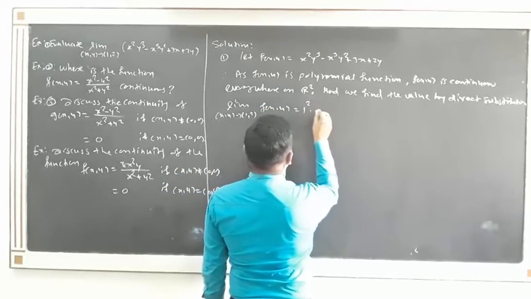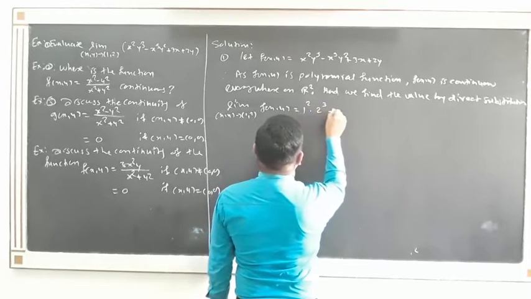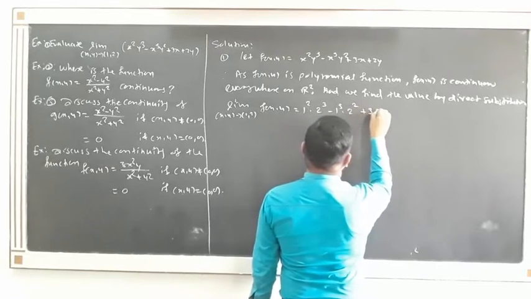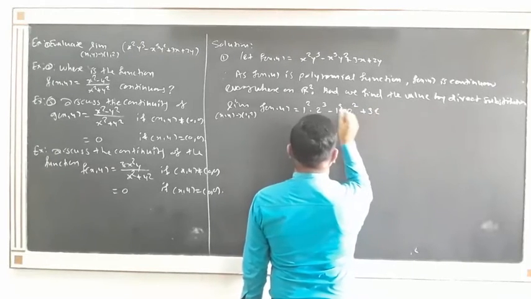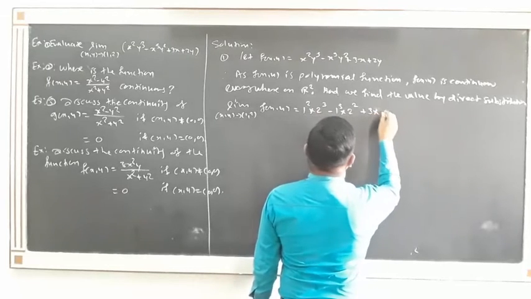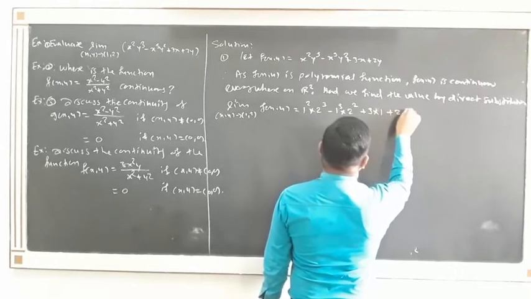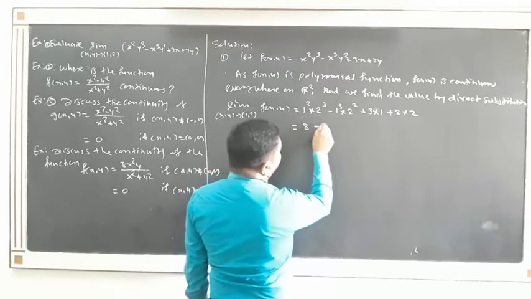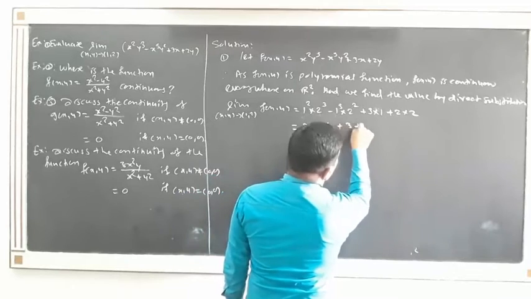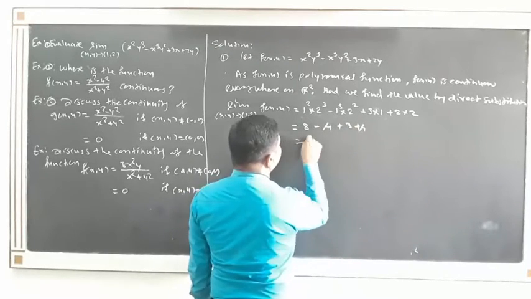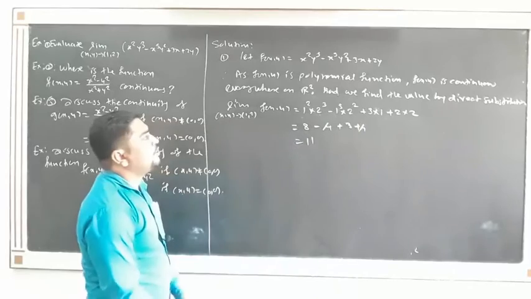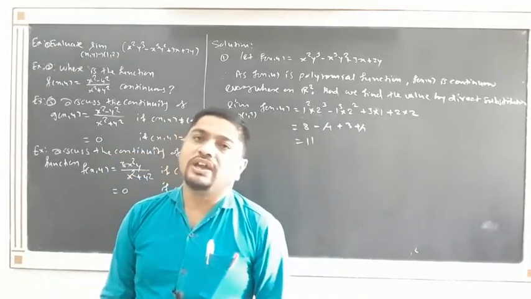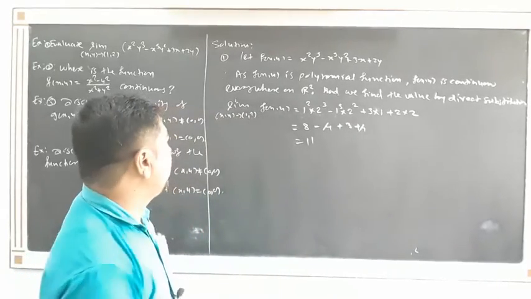1 square into 2 cube minus 1 cube into 2 square plus 3 into what we can say? 3 into 1 plus 2 into 2, and what is it? 1 square is 1, 2 cube is 8, minus 4 plus 3 plus 4, this should get cancelled and it is equal to 11. So the value of the limit is 11. So it is a polynomial, therefore it is continuous everywhere in the domain D.